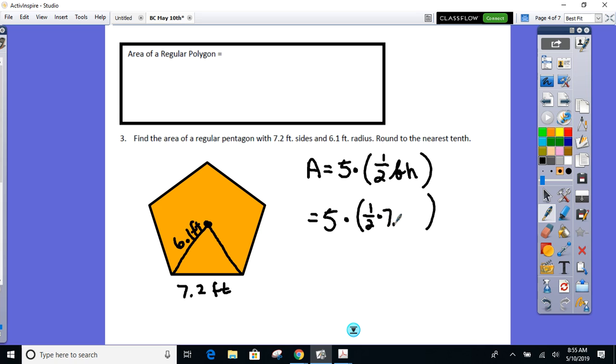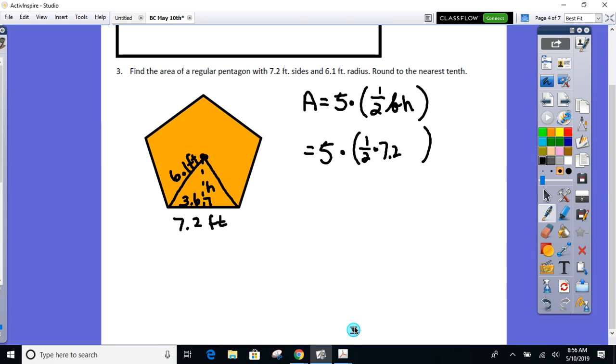So 1/2 times 7.2. Now, when I draw in the height, what do we call the height here in this polygon? The apothem. How can I find the length of that apothem, which will be my height? Pythag. I only have 6.1. What does the apothem do to the side? Bisects it, so 7.2 divided by 2 is 3.6. Yes, so I can go h squared plus 3.6 squared equals 6.1 squared.